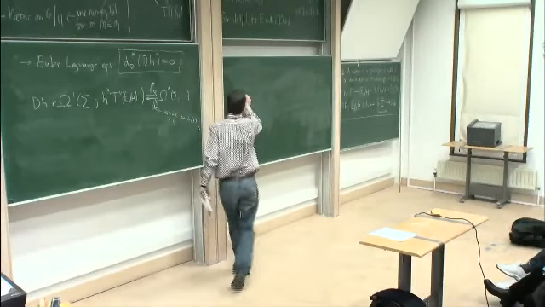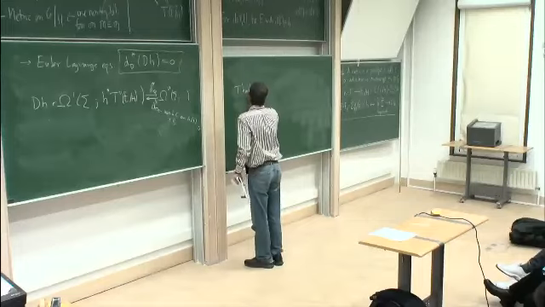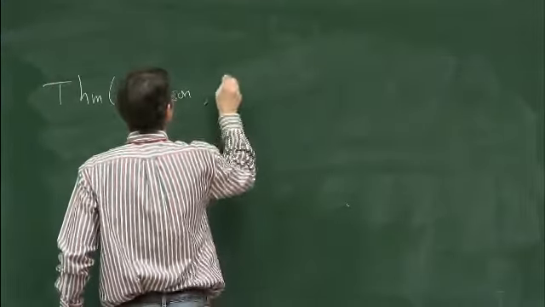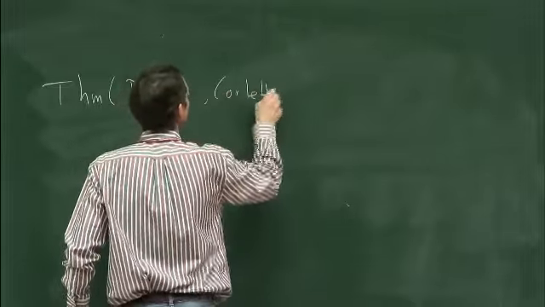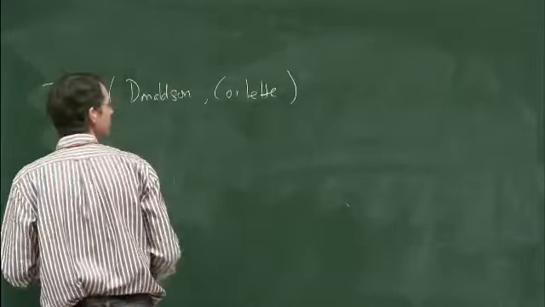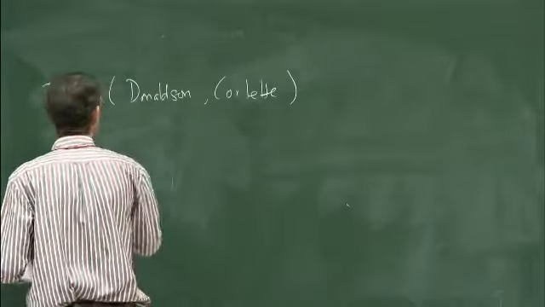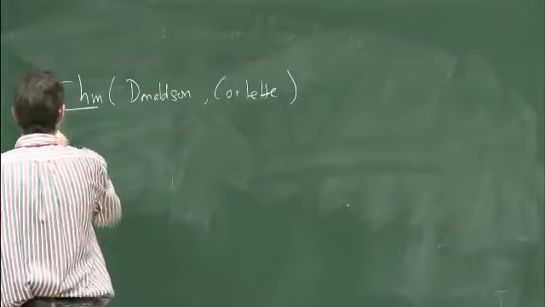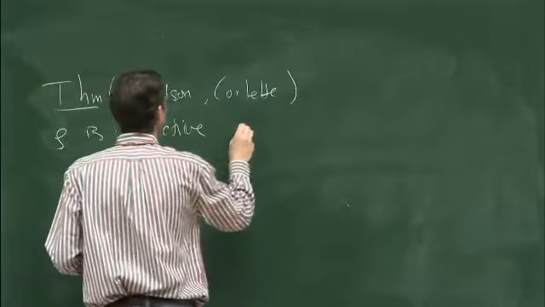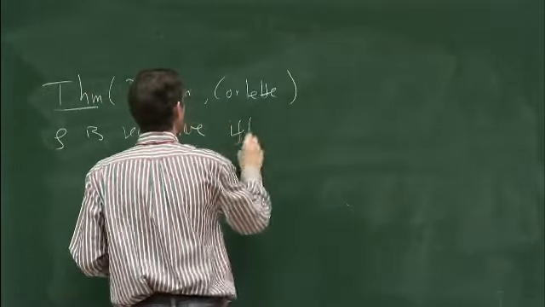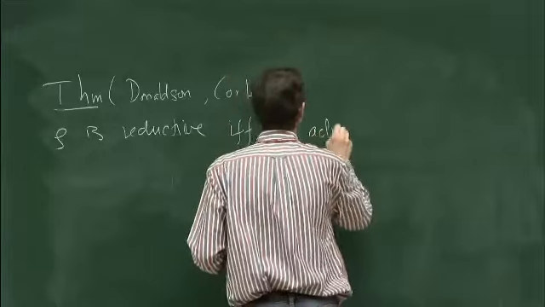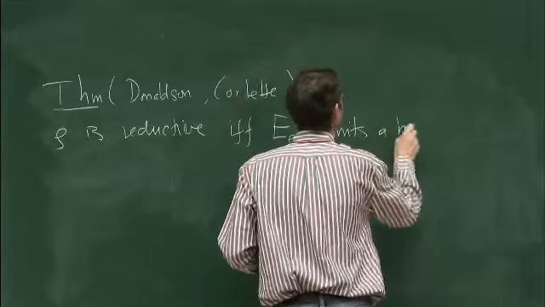Okay, so let me write the theorem which is due to Corlette and Donaldson, and later I'll quantify this in a minute. It says that the representation rho is reductive if and only if the corresponding flat bundle E rho admits a harmonic metric.